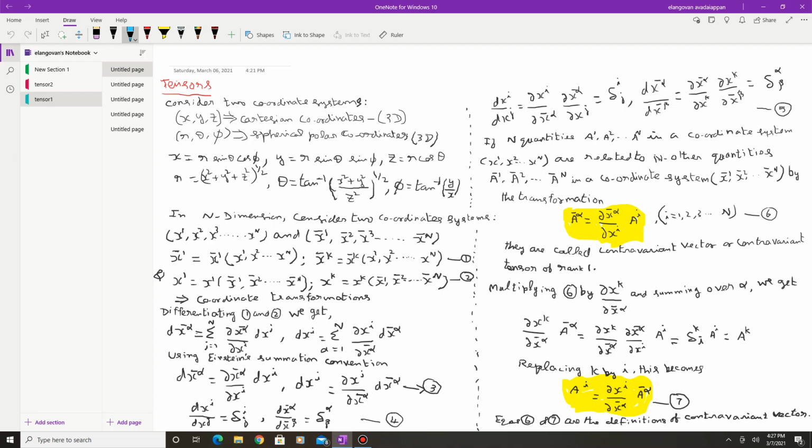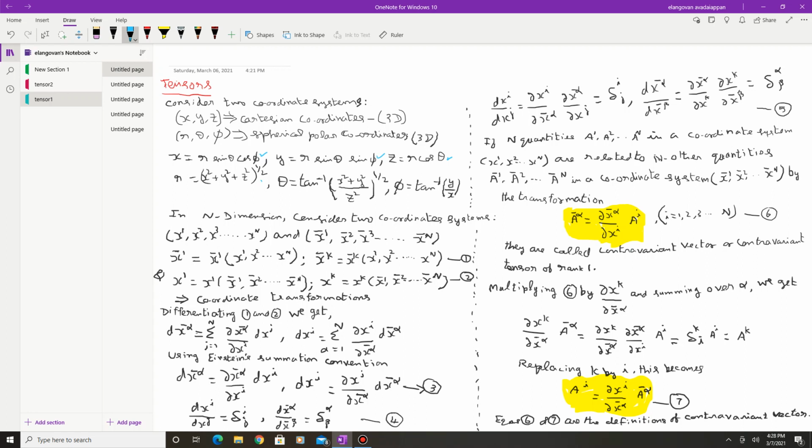Now we know the relation between the two coordinates. Suppose x is equal to r sin theta cos phi. So this is x, and you can also express y in terms of r, theta, phi, which is y is r sin theta sin phi, and z is equal to r cos theta. So x, y, z can be expressed in terms of r, theta, phi. Or we can also express r in terms of x, y, z. R is equal to, so by squaring and adding x square plus y square plus z square, and if we take the square root, we will get r.